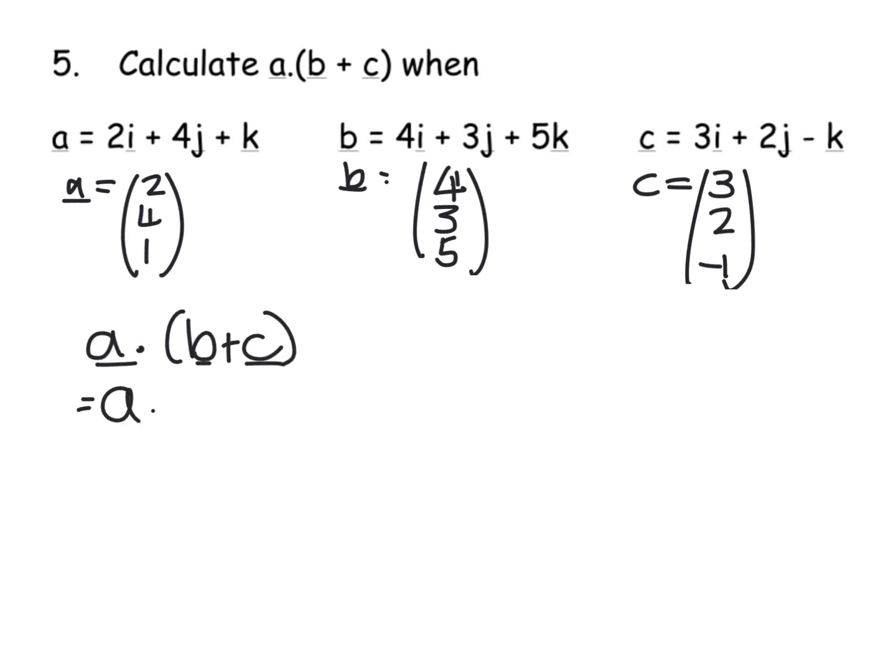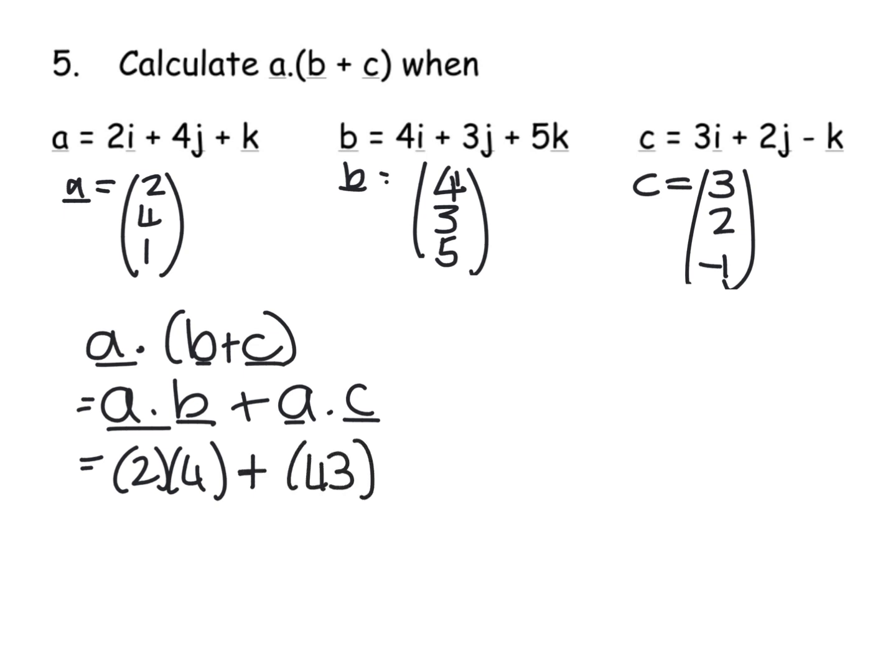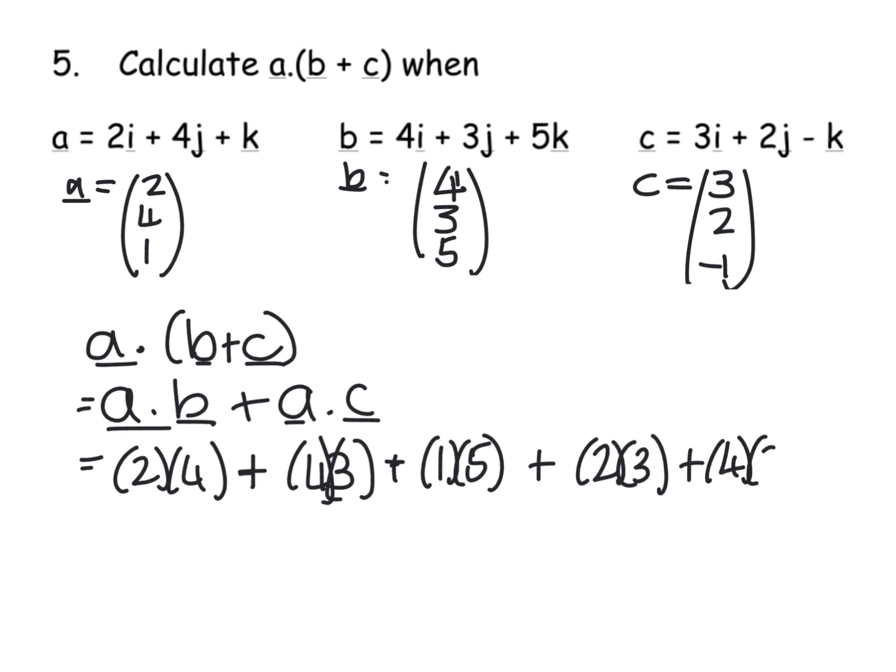will give us A dot B plus A dot C. And A dot B would be just multiplying everything and adding, so that would be 2 times 4 for the x's, plus 4 times 3 for the y's, forgot to put brackets in there, plus 1 times 5. And then I would add on A dot C, which would be 2 times 3, plus 4 times 2, plus, I'll just squeeze it in, 1 times minus 1.